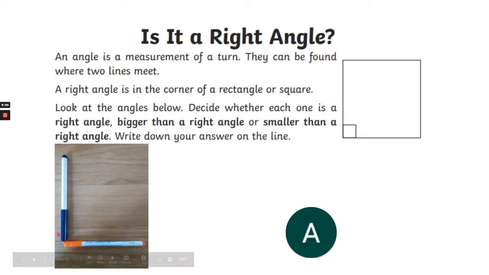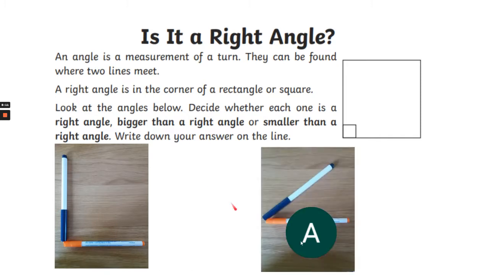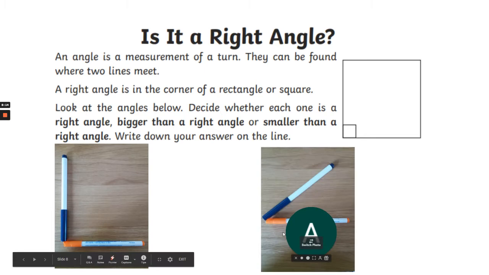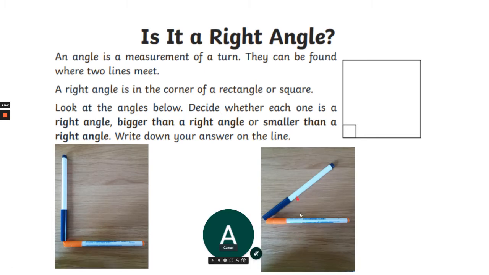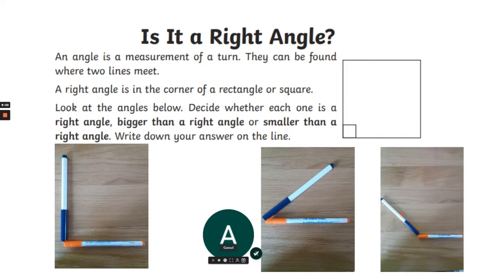So here we have two pens that meet. Is that a right angle? Yes, it is. Let's move me out of the way. Is this a right angle? And is this a right angle? No, these two are not right angles. We'll come on to what they're called in a minute, but we can definitely say that this is a right angle, but these two are not.